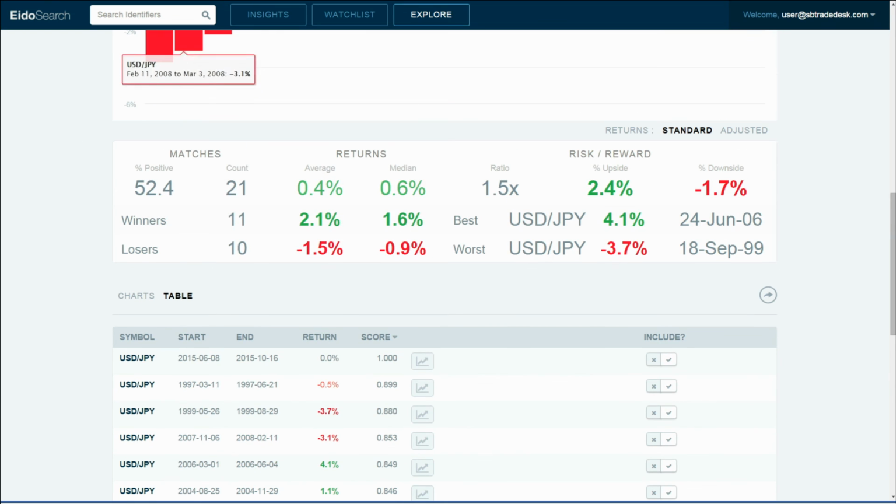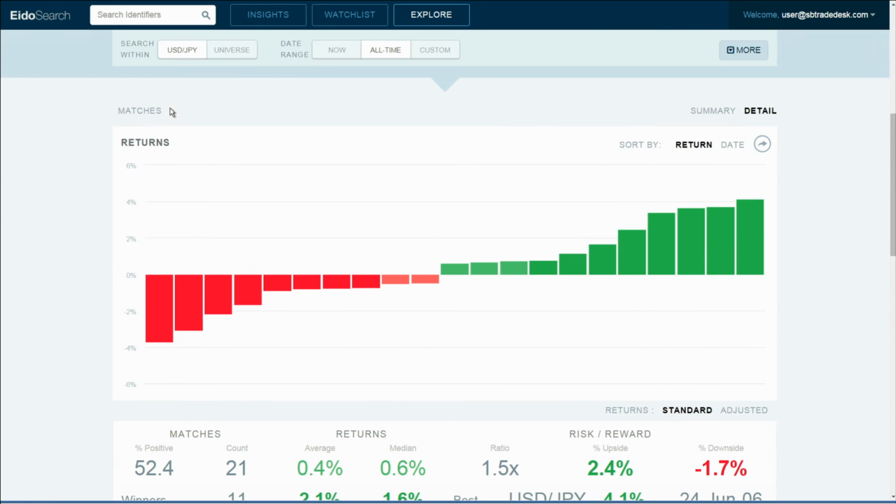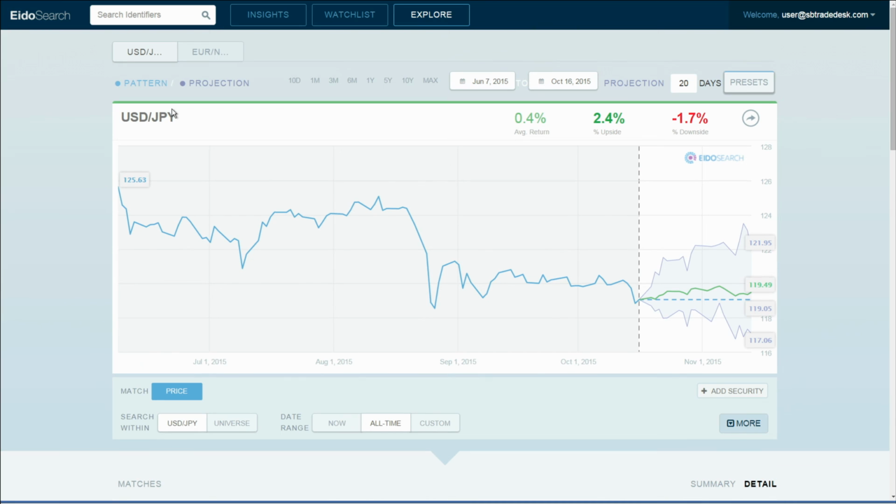All right, so I hope that this gets you a better view into EidoSearch and some of the capabilities. And this is just scratching the surface, okay? But the tool's just extraordinarily powerful and really helps in identifying tradable opportunities in FX, right? And it's a perfect complement to what we do as far as our charts and slope work is concerned.